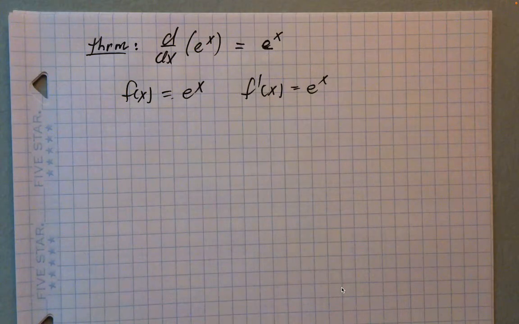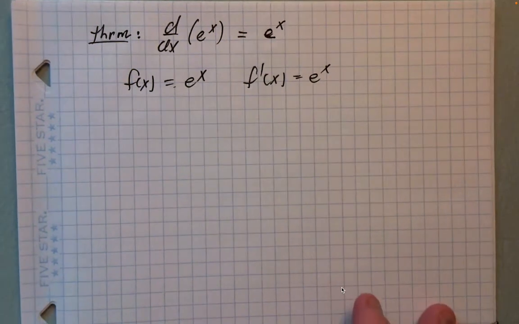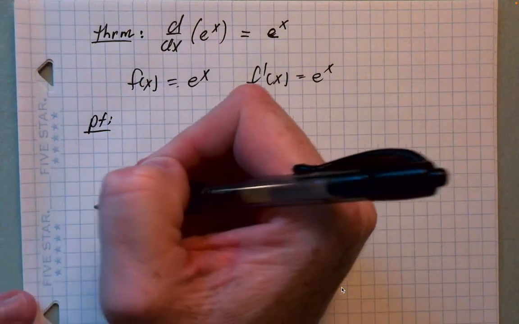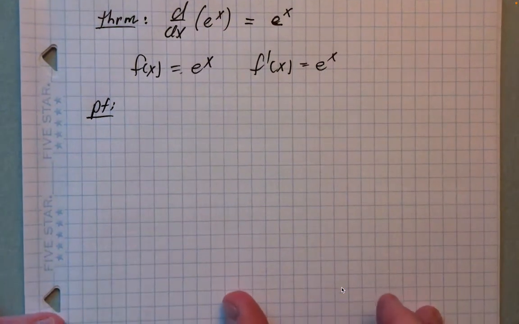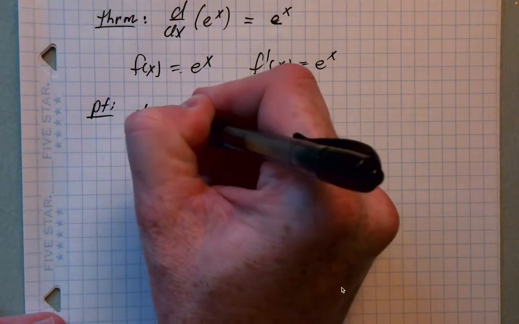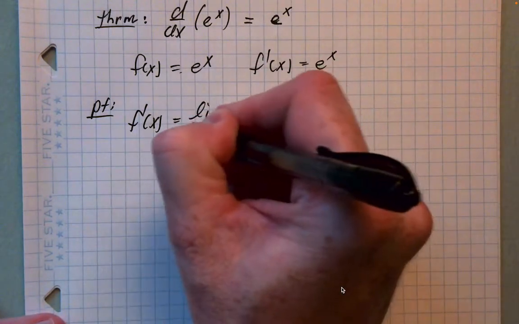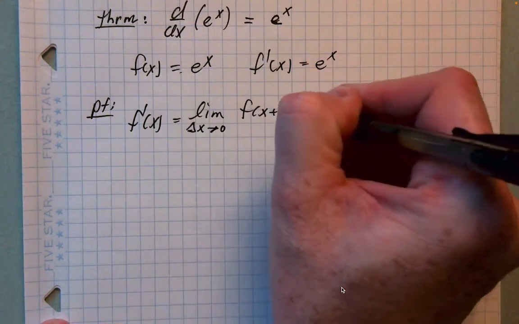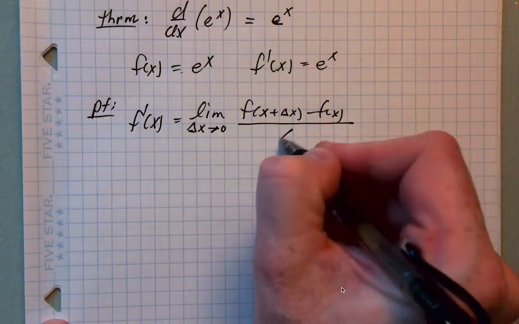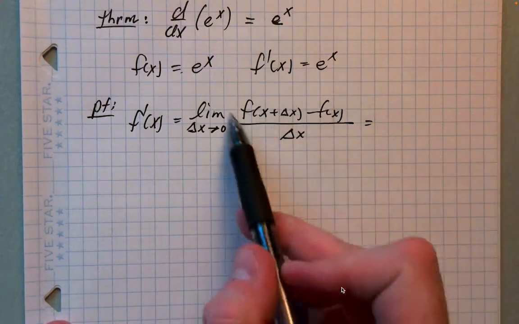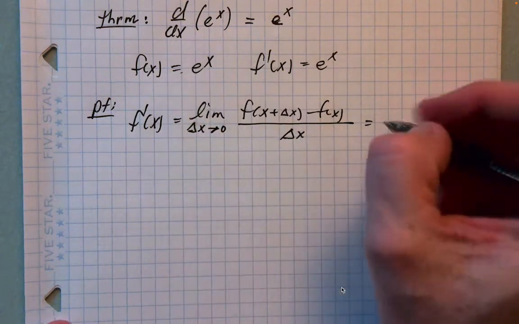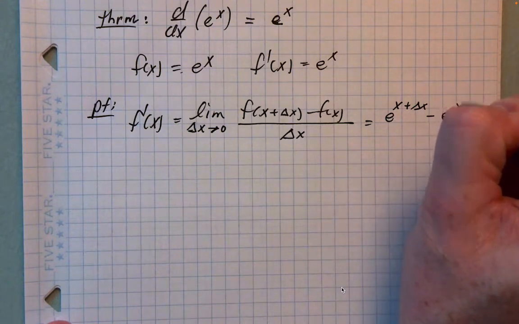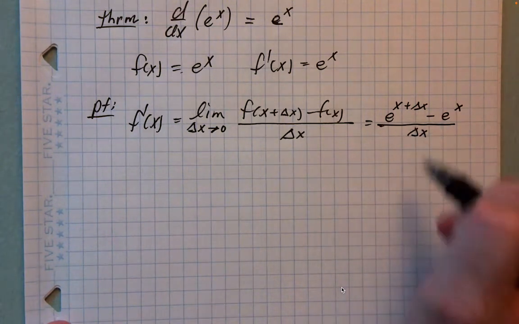Let's jump into the proof and see if we can figure out why this might be the case. Let's go ahead and try to prove this. Again, we'll start with the definition. f prime of x is equal to the limit as delta x goes to 0 of f of x plus delta x minus f of x all over delta x. Now for these f's, we've got to plug in the function e to the x. So we get e to the x plus delta x minus e to the x, and then that's all divided by delta x.